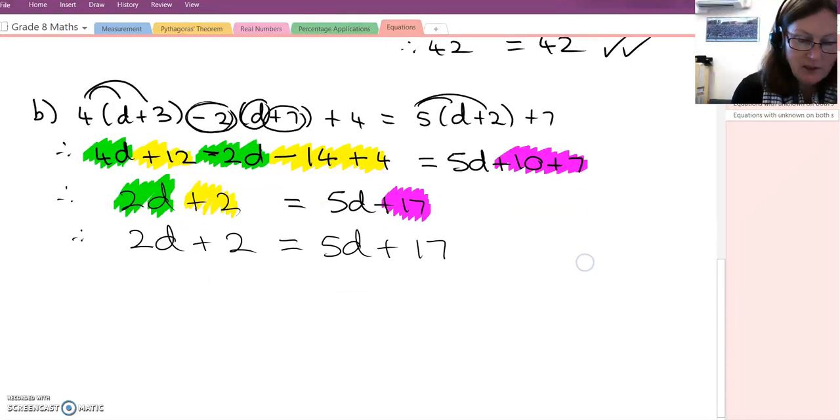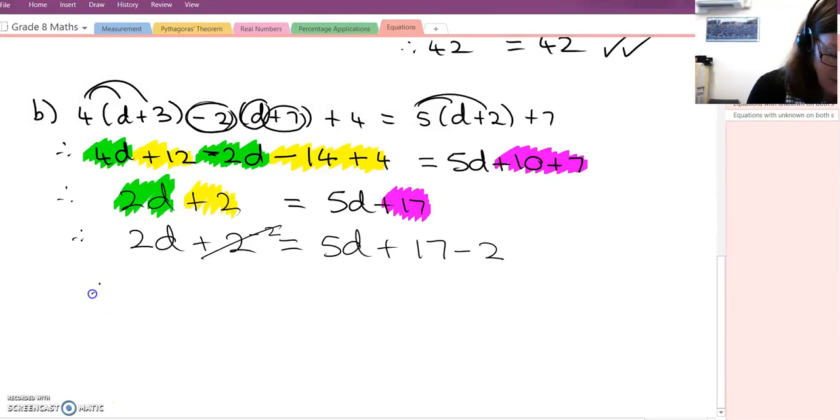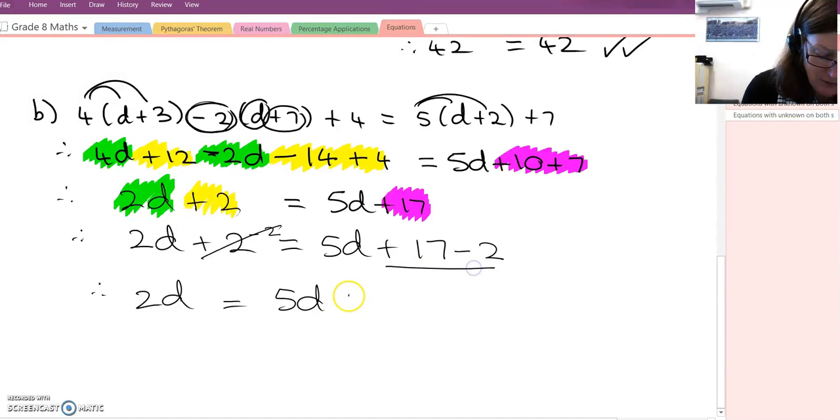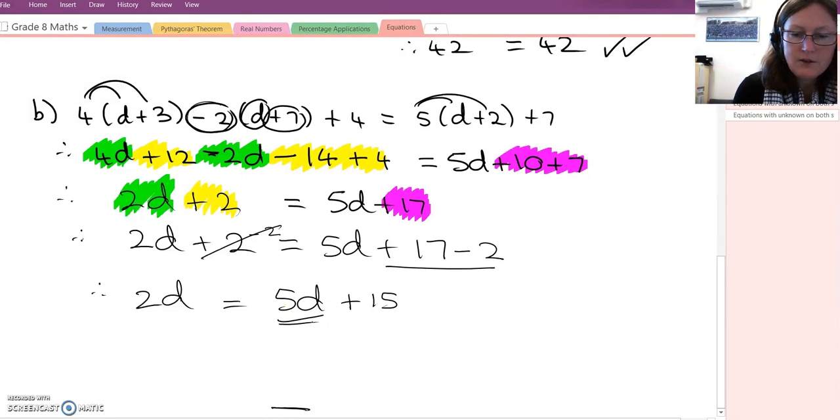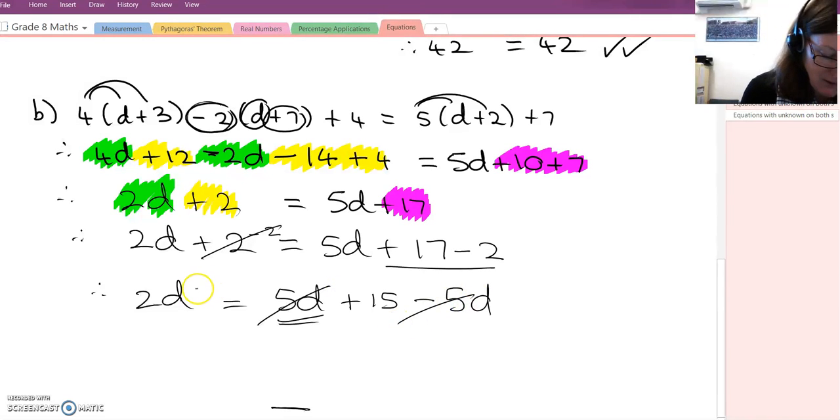So I need to eliminate the 2 from the left hand side. So adding 2, the opposite is subtracting 2. That will cancel it out. Remember, I've got to do it to the other side. So now I've got 2D is equal to 5D. If I combine these like terms, that gives me 15. Alright, I do not want this D on this side, so it's 5D. If I subtract 5D, 5D subtract 5D cancels out. So remember, done it to the right hand side, also have to do it to the left hand side.